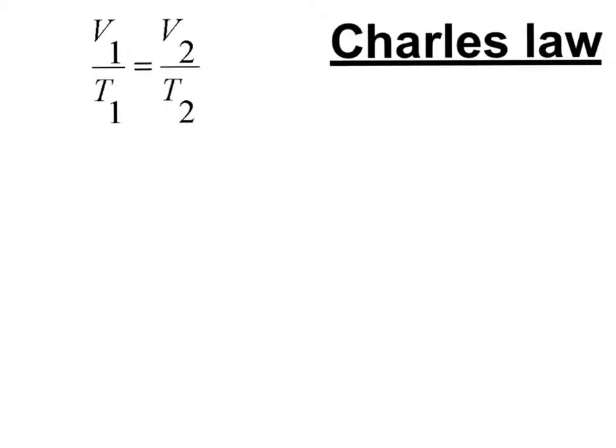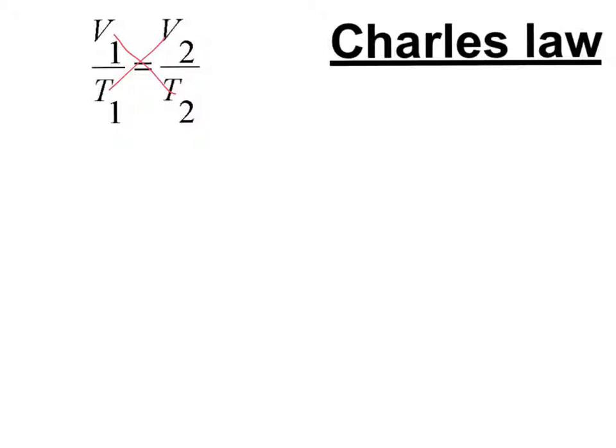multiplication method. So if we have a little look at the formula, we've got V1, which is equal to the volume before the change, divided by T1, which is the temperature before the change. And that is equal to the volume after the change, which is V2, divided by the temperature after the change. As I said, we're going to use the cross multiplication method. So to do this one, we simply multiply across.